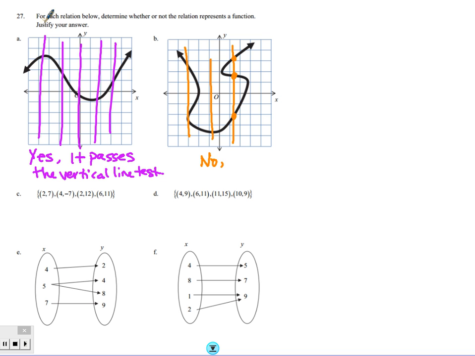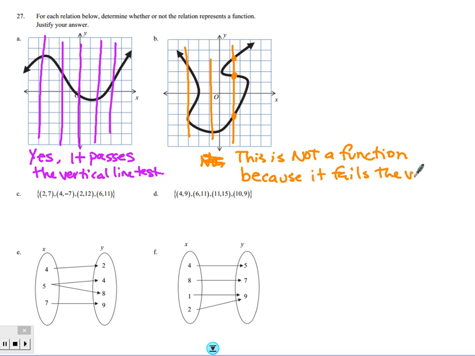Let's see, what does it say? Determine whether or not the relation is a function, justify your answer. Let's actually state it. This is not a function because it fails the vertical line test.